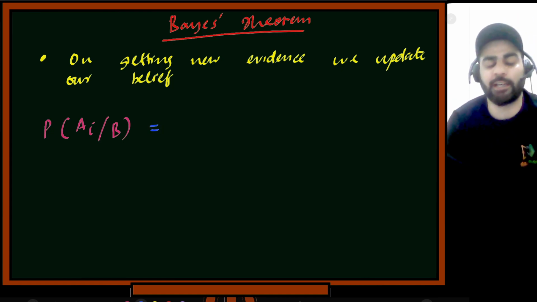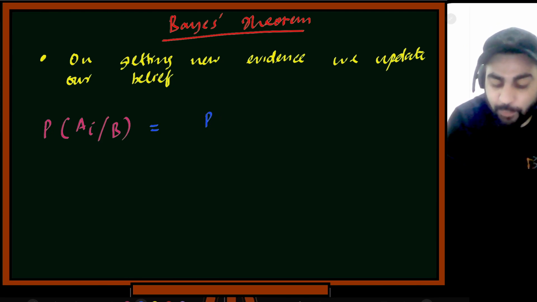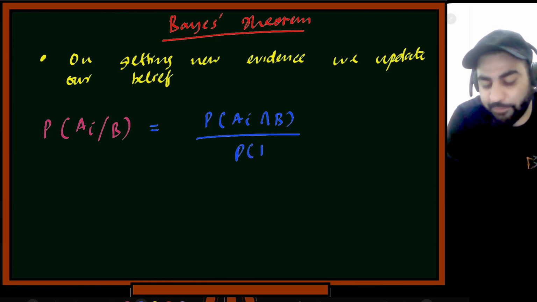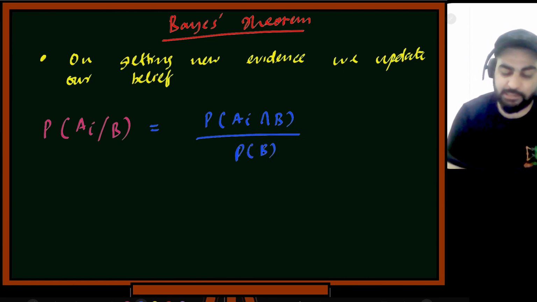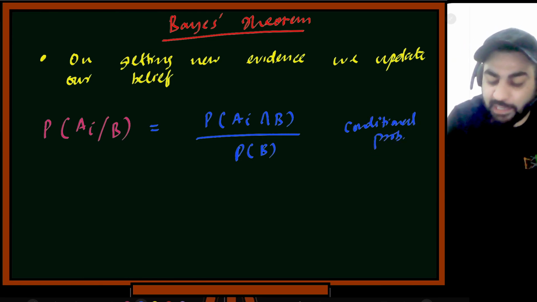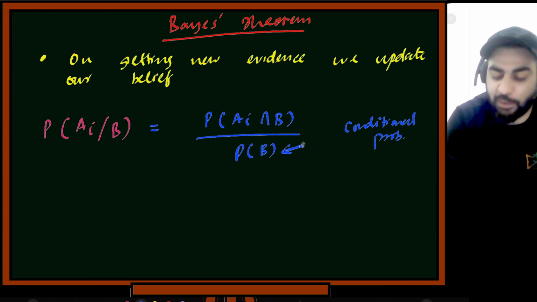So if you see it in the conditional probability, what can we write? We can write probability of Ai intersection B divided by probability of B. Can I write it like this? Yeah, this is from the conditional probability. Now you know that I can expand this using total probability. How can I write it?